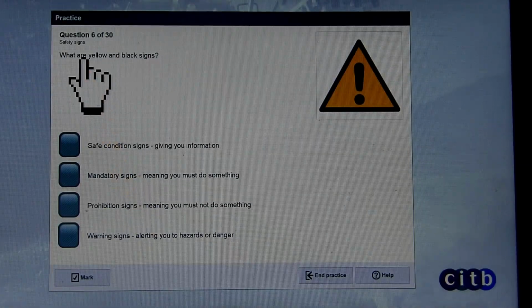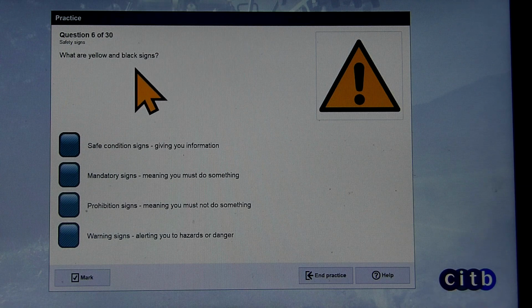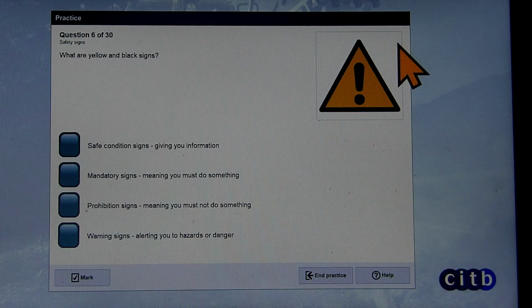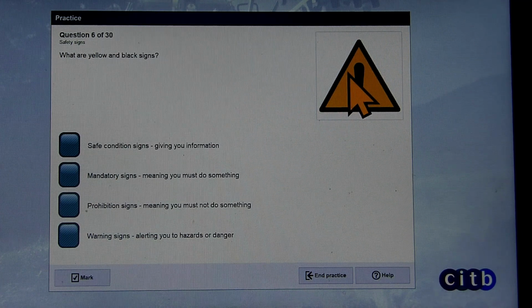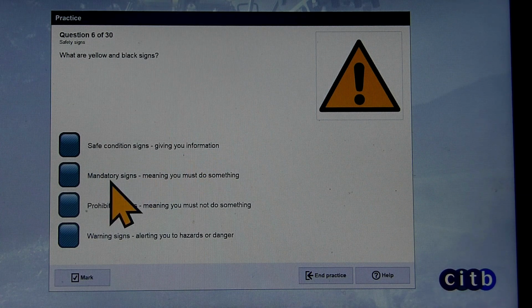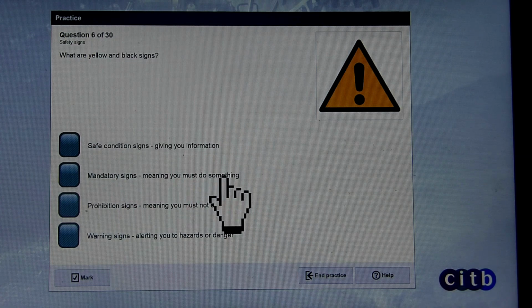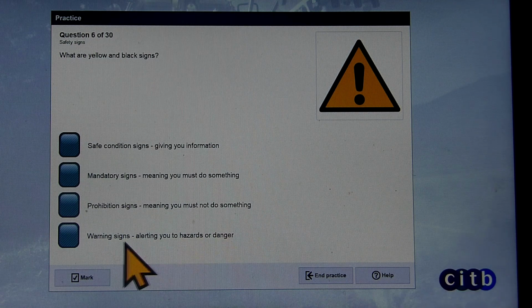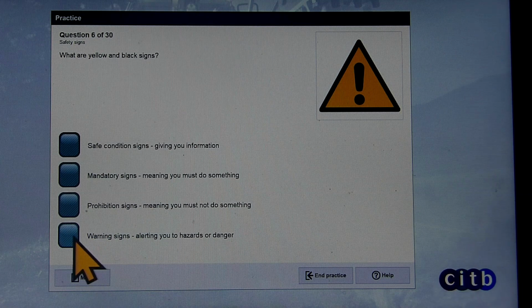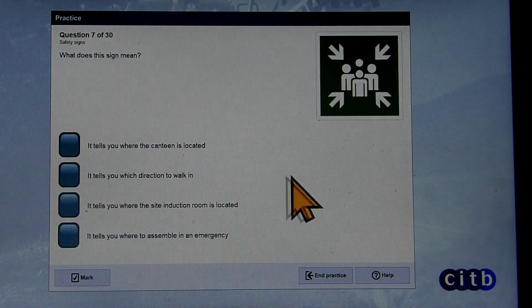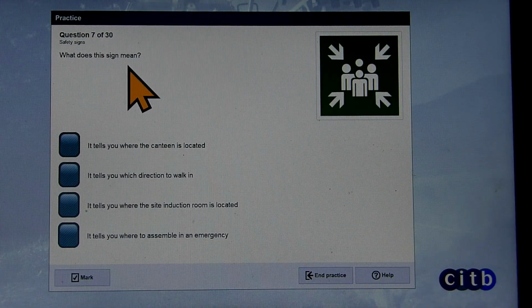Let's proceed here. What are yellow and black signs? Yellow and black signs, what are they? We have said that they are what? Safe condition signs, giving you information. Mandatory sign, meaning you must do something. Prohibition sign, meaning you must not do something. Warning sign, alerting you to hazard or danger. The answer is this one. Well done.